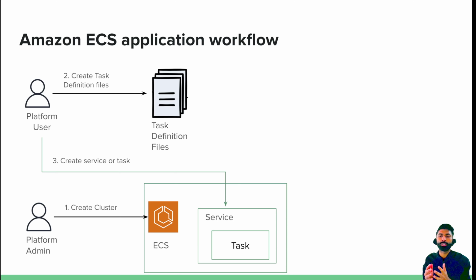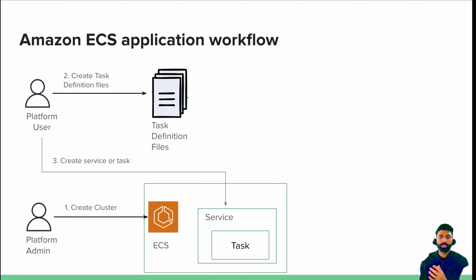Then the platform user creates the service or task using the task definition file. A task, as we discussed earlier, is the smallest unit in ECS, which is similar to the concept of a pod in EKS. Amazon ECS allows you to run and maintain a specified number of instances of a task definition simultaneously. This is called a service. Now we have a service inside ECS, and we have a task inside that service.